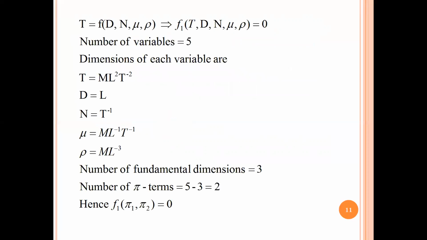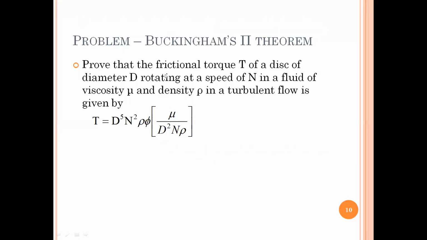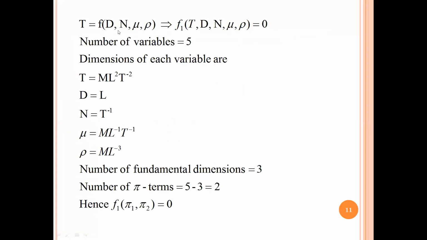So the first thing what I do, in my question, it is told that your T depends on D, N, mu and rho. So I'll be writing T is equal to a function of D, N, mu and rho. So the next thing what I'm writing, F1, I'm taking this T inside. So F1 of T, D, N, mu and rho is equal to 0. So here the number of variables are 1, 2, 3, 4, 5. Number of variables are 5. And then I'm writing the dimensions of each variable.